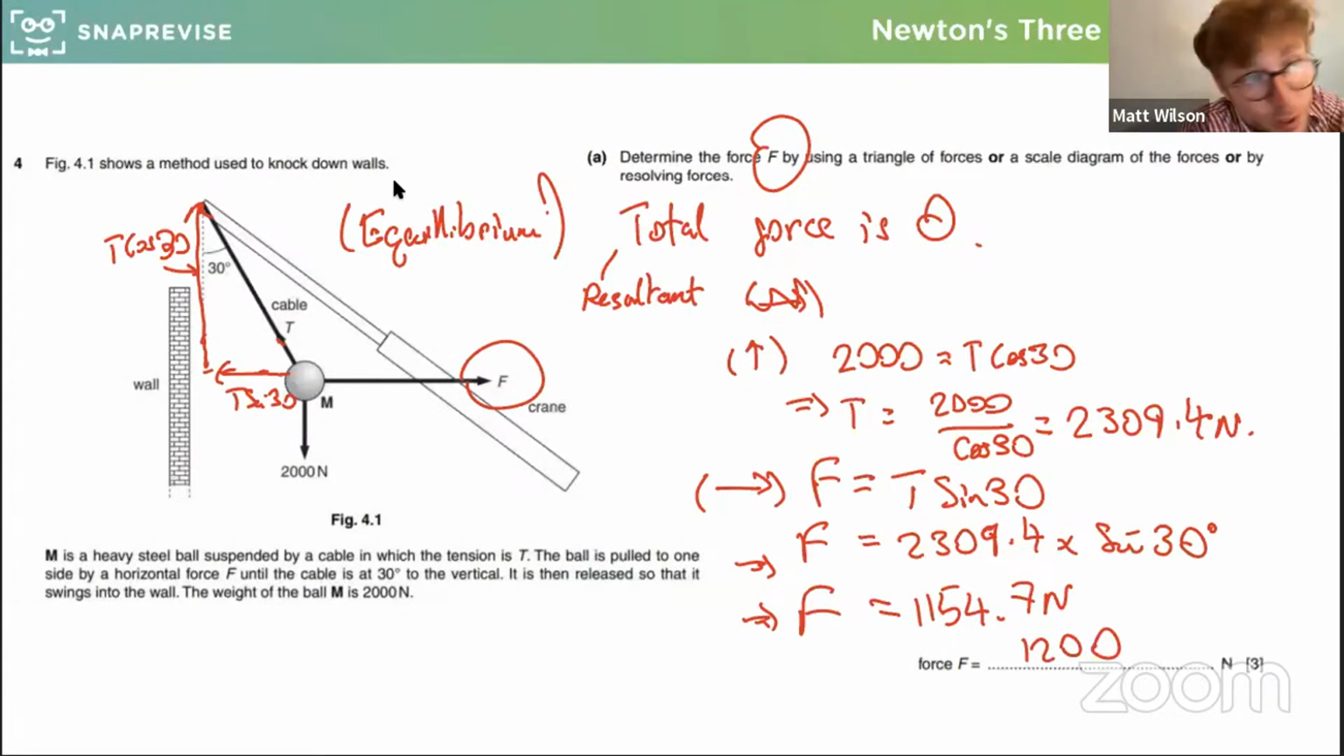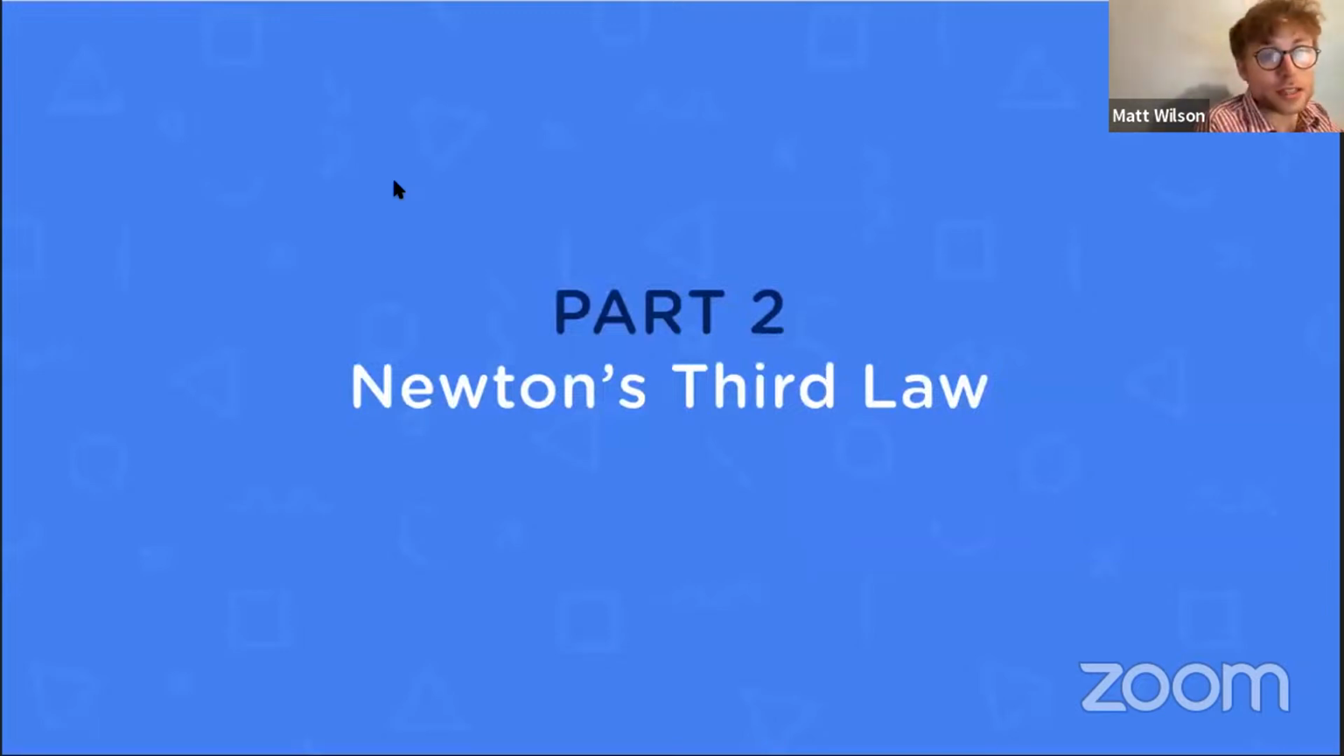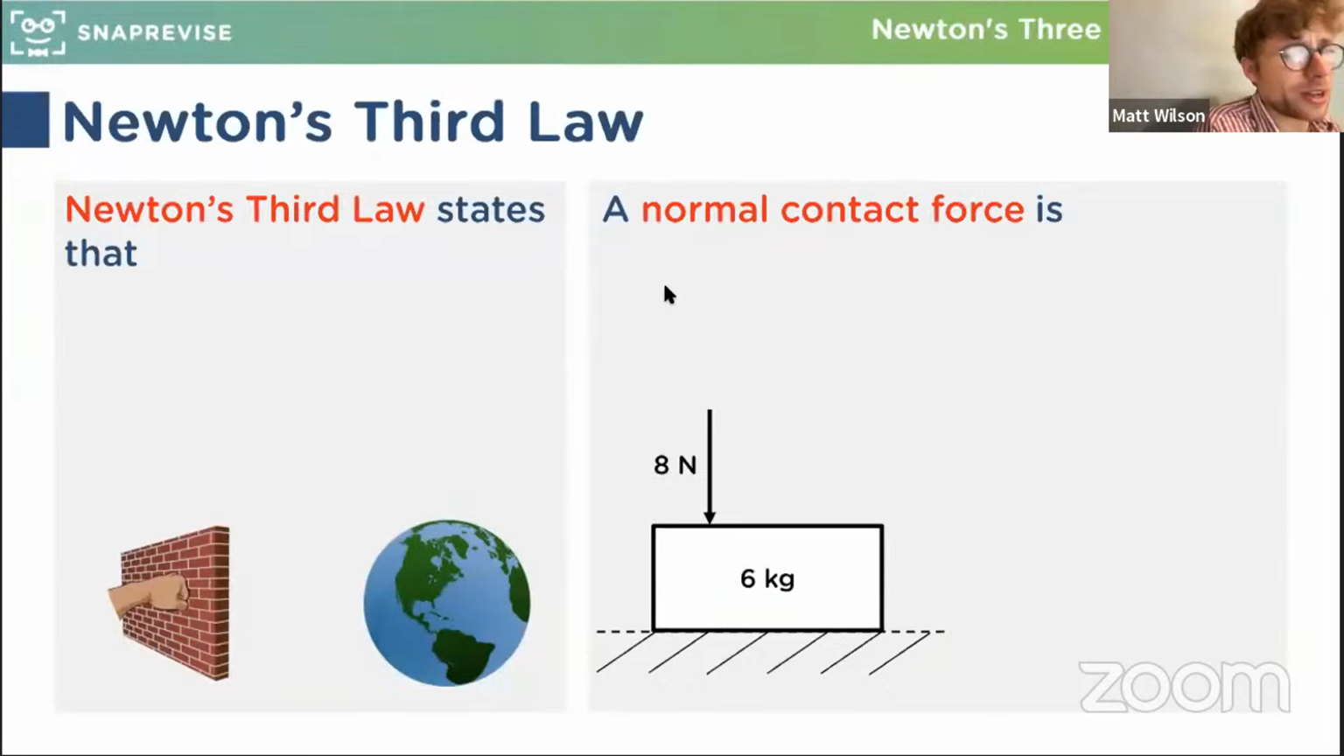Okay, so now we are ready for the second half of the session. And the second half of the session is about the third and final law. So what was the third and final law? The third and final law was Newton's third law, and it tells us that every action has an equal and opposite reaction. Okay, action and reaction are quite abstract words.